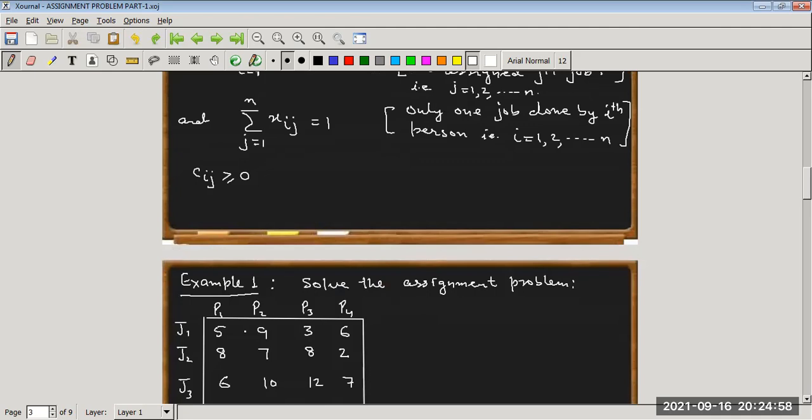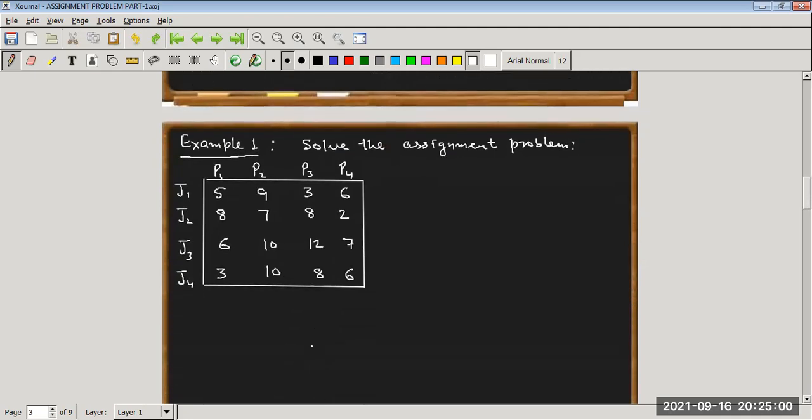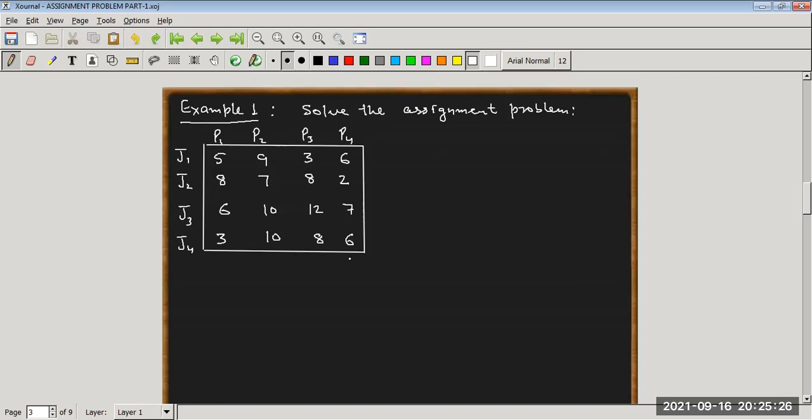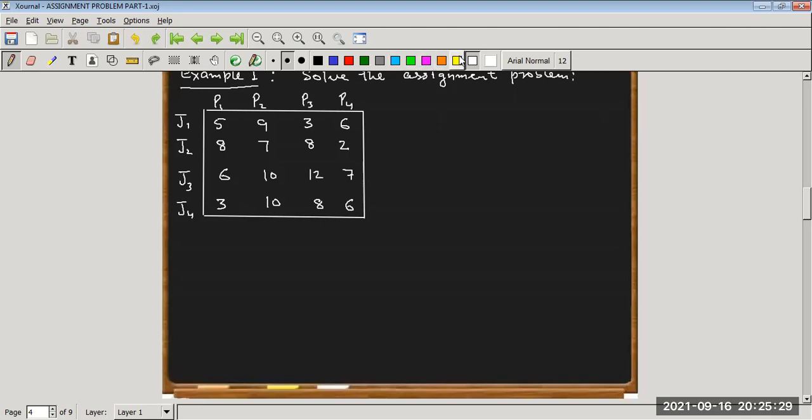So now we will discuss how we can solve the assignment problem. We have one assignment problem. How can we solve this? We have 4 persons P1, P2, P3, P4 and 4 jobs J1, J2, J3, J4, and this is C11, the cost associated with first person for first job, C12, C13, C14, C21, C22, and so on, up to C44. How can we solve this? We first use row reduction.